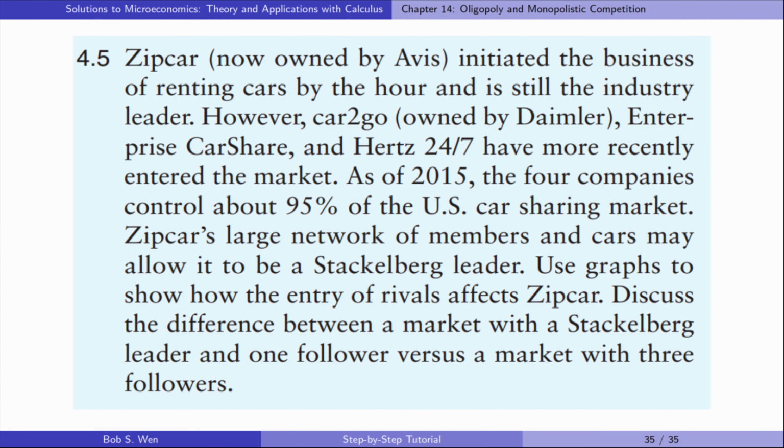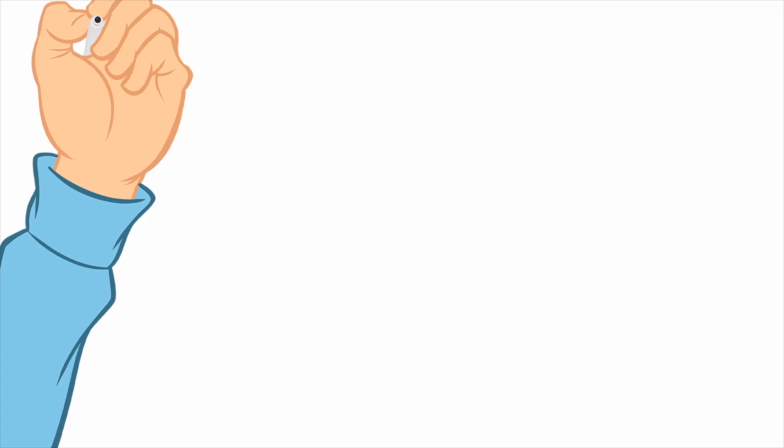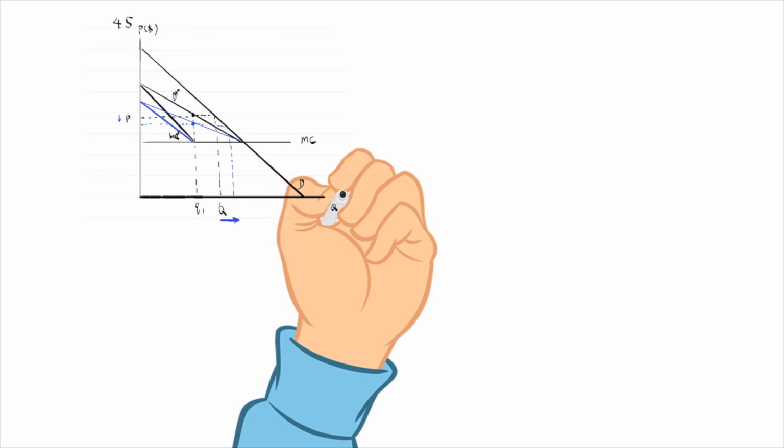Let's address exercise 4.5. We are required to use graphs to show how the entry of rivals affects the Stackelberg leader's output, and discuss the difference between a market with a Stackelberg leader and one follower versus a market with 3 followers. We can use the graphs and math to show the results.